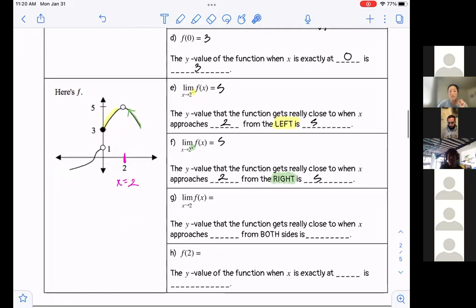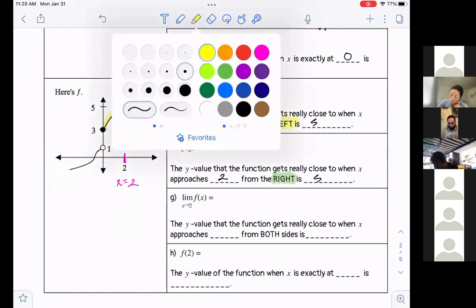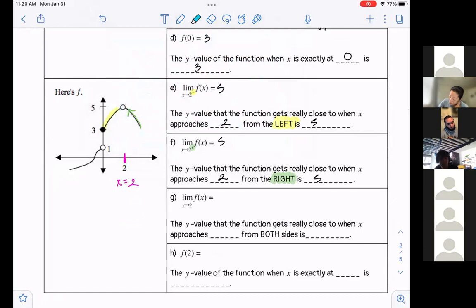That actually helps us answer part G, okay? So part G, oops, different blue. Part G is saying, find the limit from both sides, okay? So when we approach 2 from both sides, we get the same Y value. And in fact, because we get the same Y value, we can say, yeah, the limit overall is just 5.